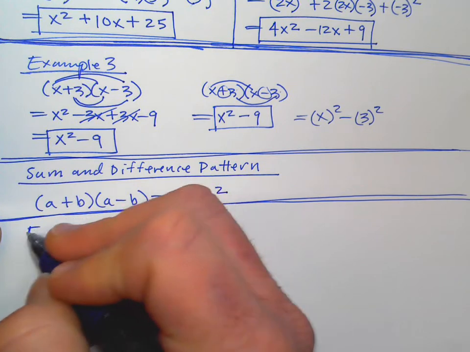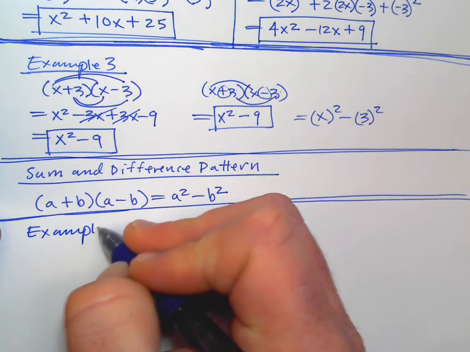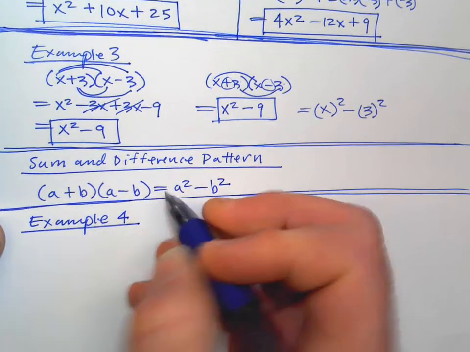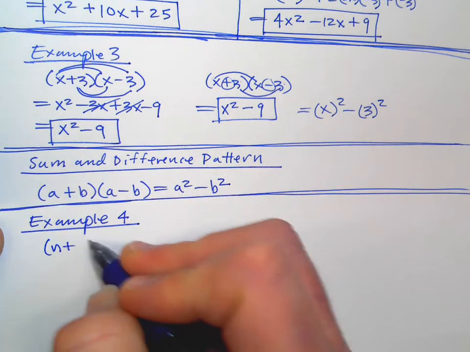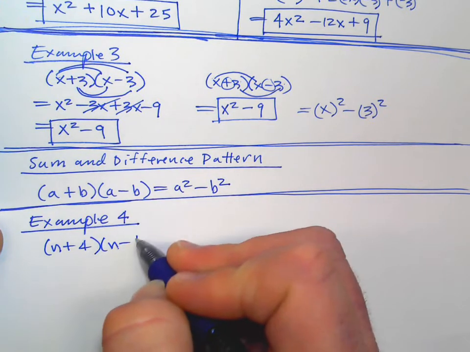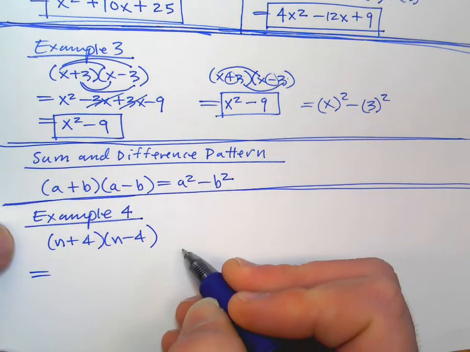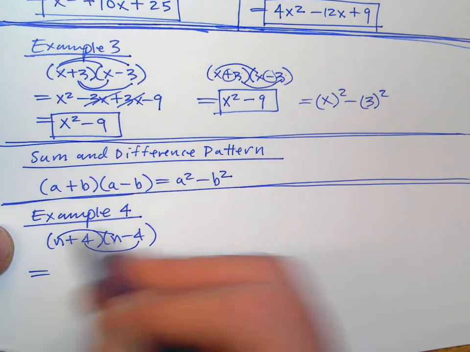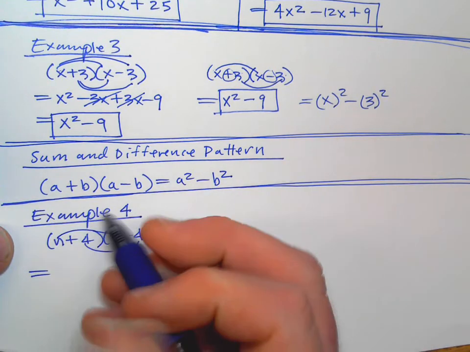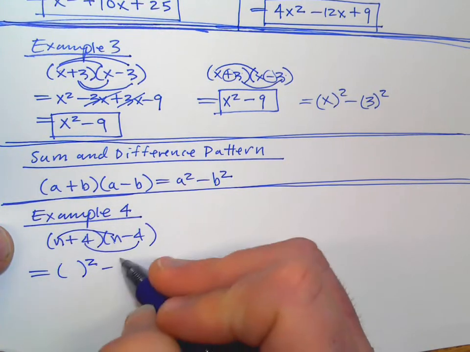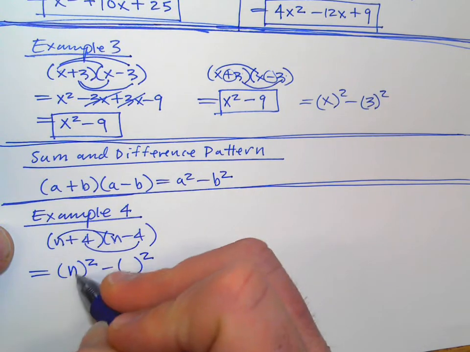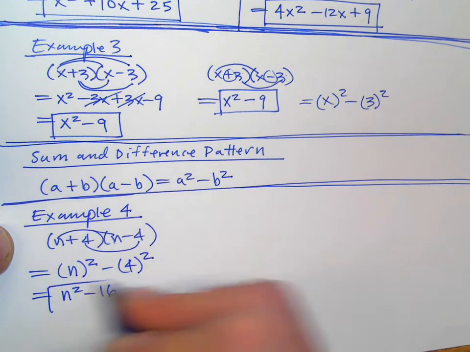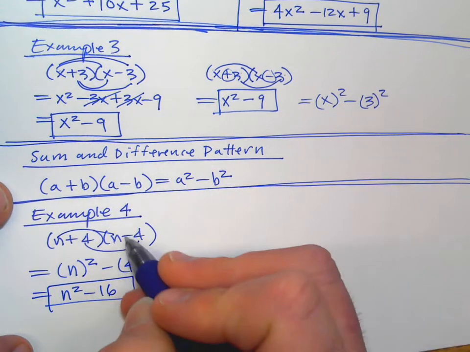Let's try a few more examples of both of these, but we'll start with the sum and difference pattern. So example 4, let's do n plus 4, n minus 4. So the way you can think about it is it's just first and last. You skip the inner and outer. Or you could think of it as the first thing squared minus the second thing squared. N squared minus 4 squared. N squared minus 16. Okay? This is when it's a plus and a minus.